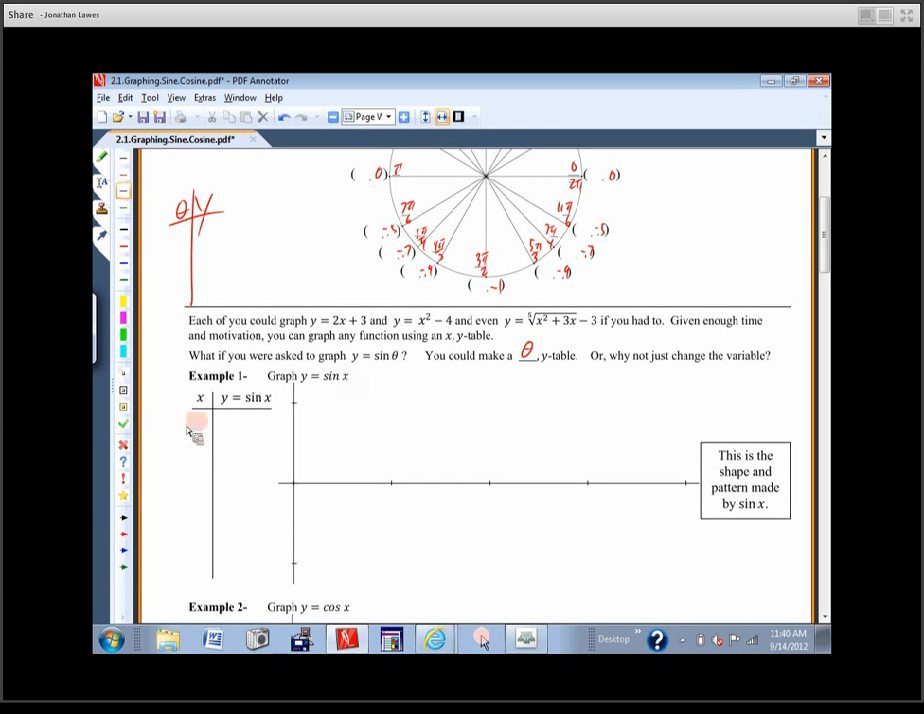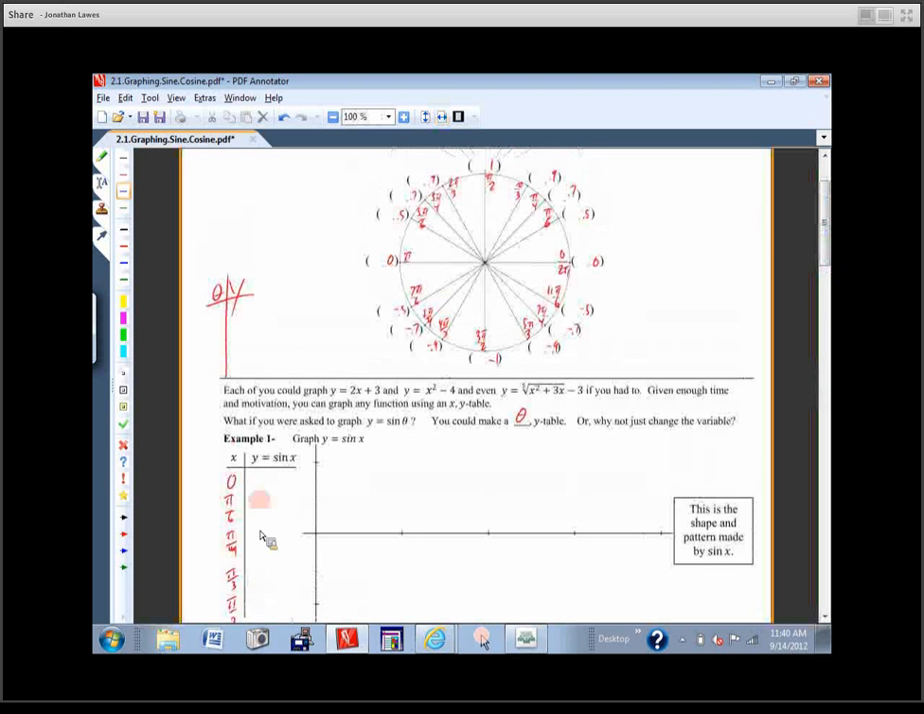So I'm going to plug in 0 radians, I'm going to plug in pi sixths radians, pi fourths radians, pi thirds, and pi halves. So if I do that, I've actually got the values of the sine of 0, the sine of pi sixths, the sine of pi fourths, and so forth sitting right here. What is the sine of 0? It's the y-coordinate at 0, so that would be 0. That's the point we need to graph.